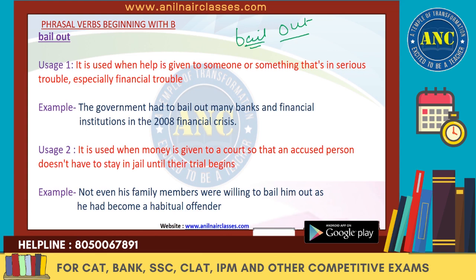The second usage of bail out is when money is given to the court so that an accused person doesn't have to stay in jail until their trial begins. So you are outside on bail, you have to give bail, right? That is the bail. Not even his family members were willing to bail him out as he had become a habitual offender.